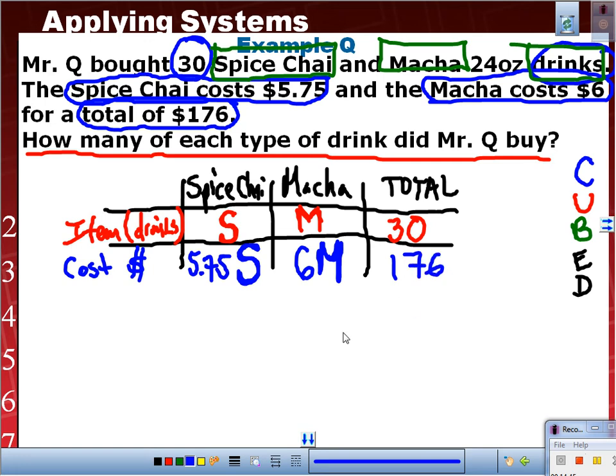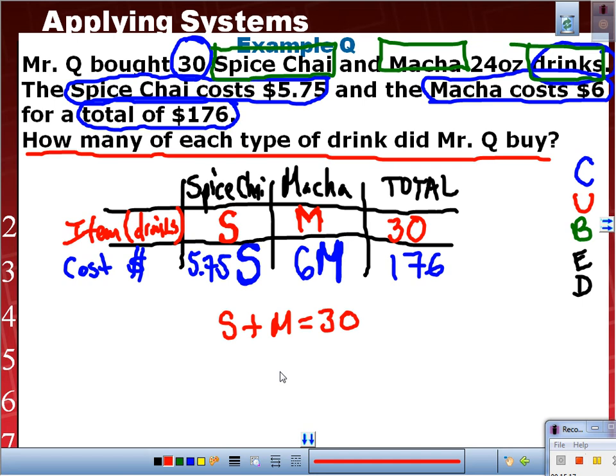All right. Now guess what? Now that we have our information, look at it. Don't say it out loud. There's two equations right there. It's a system. Who sees it? All right, let's see if you see it. The first one is what? S plus M equals 30. Write it down underneath. S plus M equals 30.